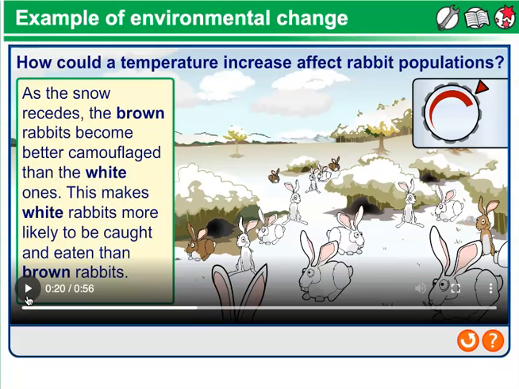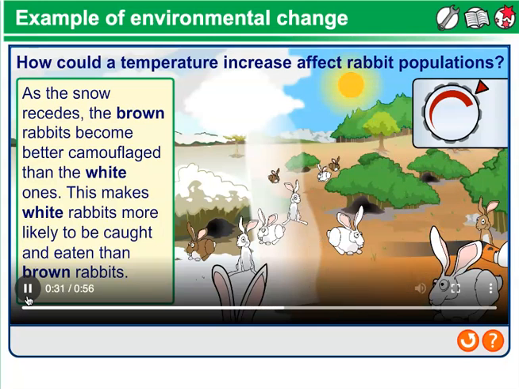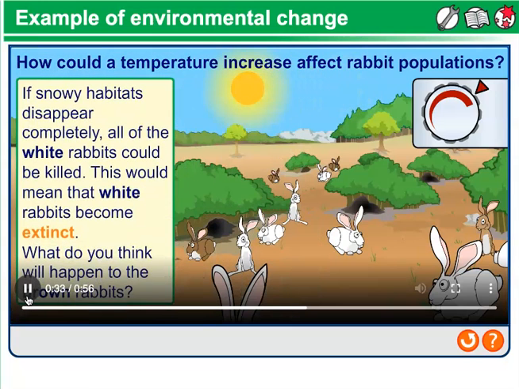As the snow recedes, the brown rabbits become better camouflaged than the white ones. This makes white rabbits more likely to be caught and eaten than brown rabbits. If snowy habitats disappear totally, all of the white rabbits could be killed. This would mean that the white rabbits became extinct. What do you think will happen to the brown rabbits?